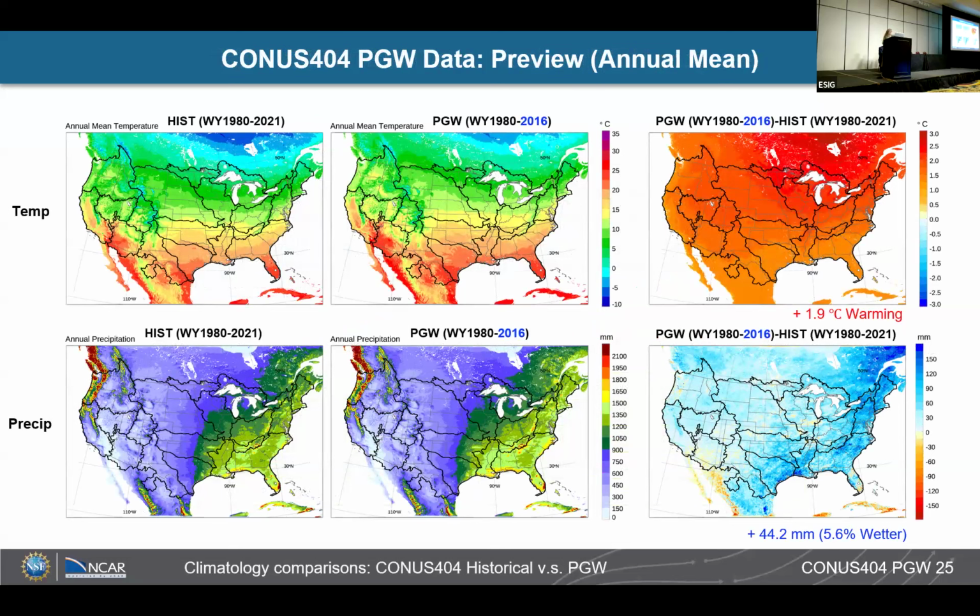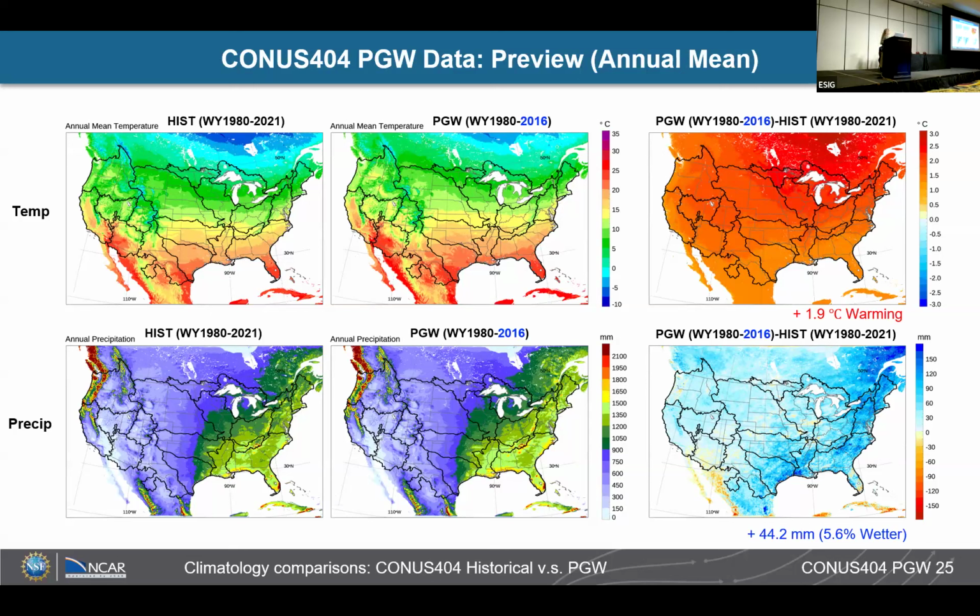On the top, we see temperature, bottom precipitation. Left is historical. That's basically the downscaled era. And the pseudo global warming is in the middle. That's what that data set would have produced if we had global warming over the 1980 to 2020 years. So it's just a correction due to the global warming expected in the future. And the difference data set is on the right.